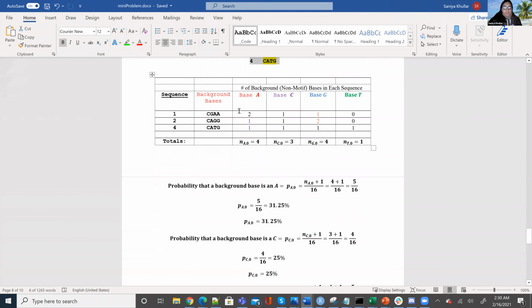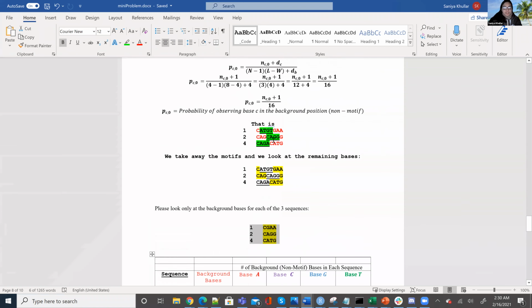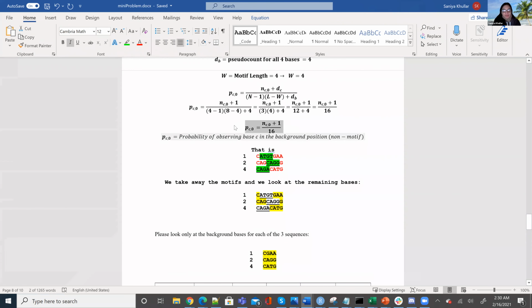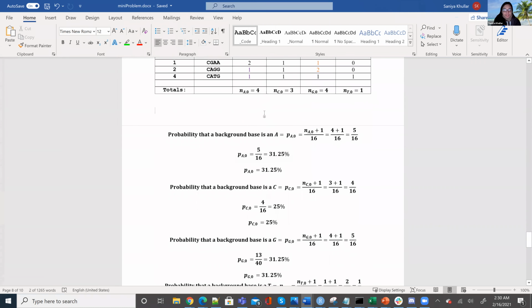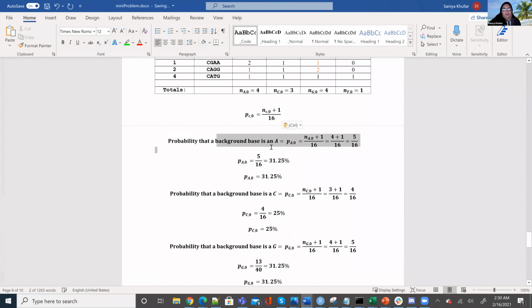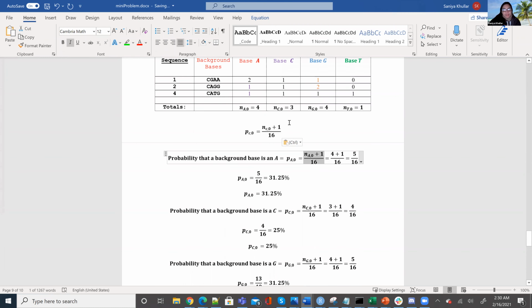So again, now we just use these same counts and we use this formula of the probability that I derived here, and we're going to find what this probability is. The probability that the background base is an A will be equal to, we take this and we add 1, we divide by 16, and we get 4 plus 1 over 16, 5 over 16, which is 31.25%.